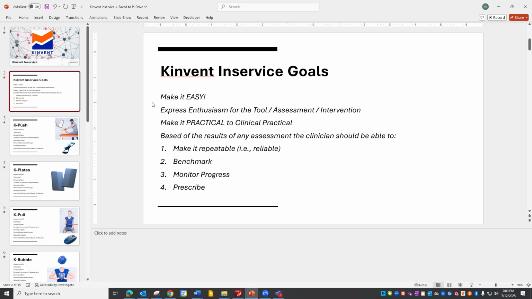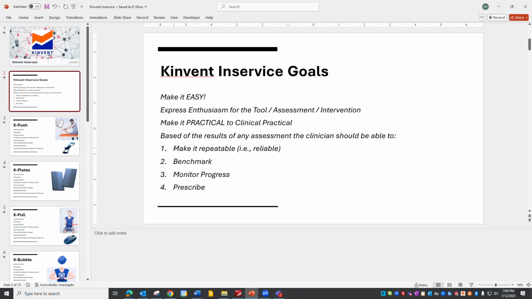They should be able to repeat the assessment, make it reliable. They should be able to benchmark their patient based off the patient's results, i.e., there's going to be some form of normative data. They need to be able to monitor progress over time, meaning you'll need to convey the minimal detectable change or minimal clinically important difference. You could also consider this to be the standard error of measure. So if you're testing external rotation or hip abduction, or you're doing a squat analysis, what is a meaningful change from time point 1 to time point 2?